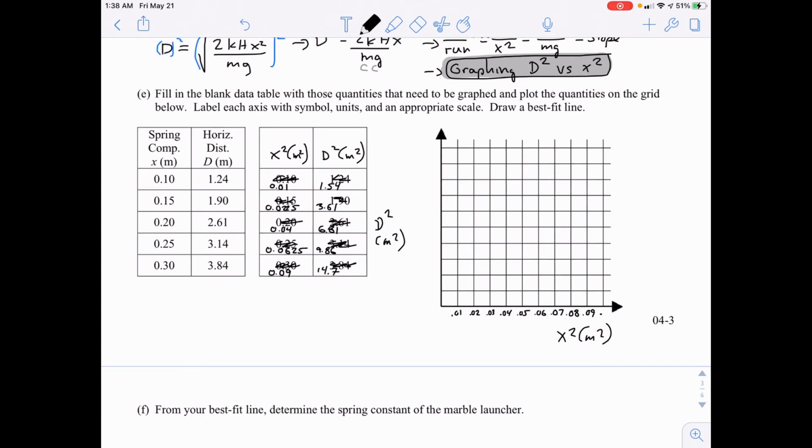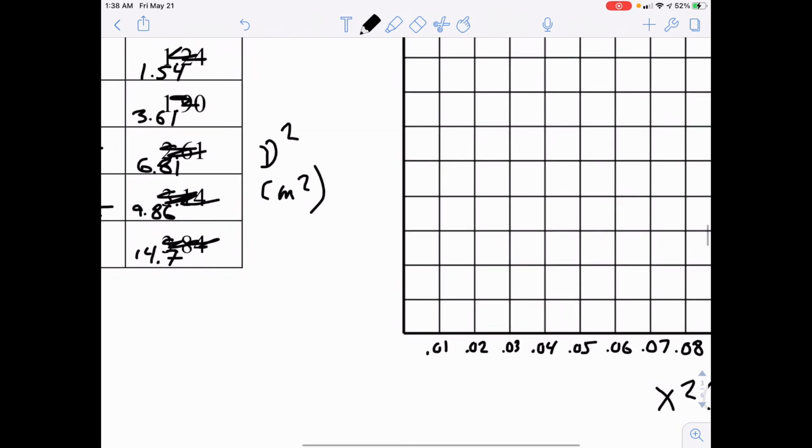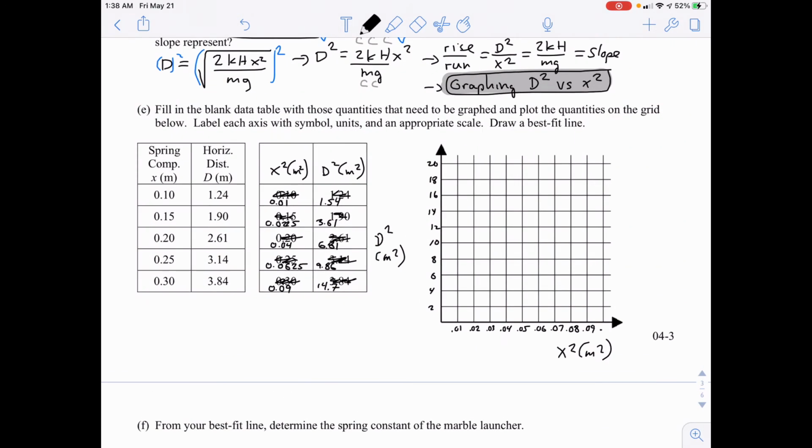My y-axis is my d. I look here to my lowest data point in the data table, which is my highest data point for d squared, and that is 14.7. So I'm going to go from 0 to a number slightly higher than 14.7. I could go by twos all the way up. So this would be 2, 4, 6, 8, 10, 12, 14, 16, 18, 20. That's not too bad because my highest data point is about right here. You want to try and stretch out your data as much as possible.